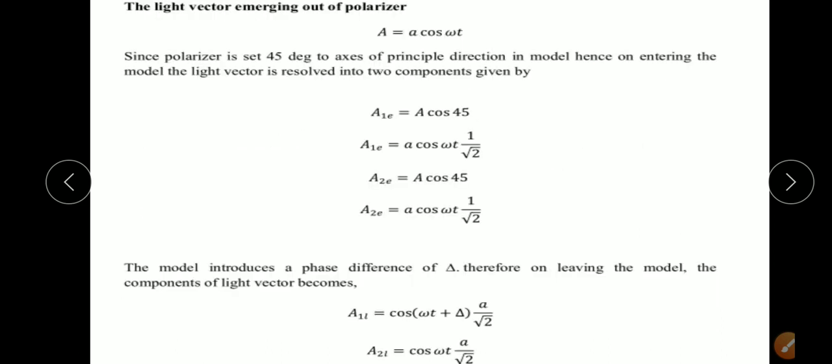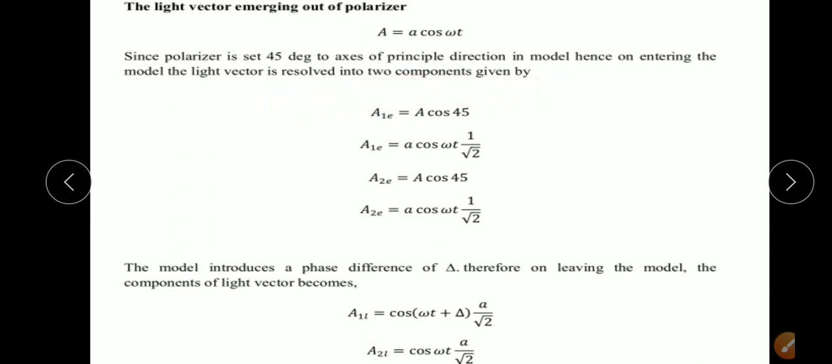These are some of the equations you have to consider here. The light vector emerging out of the polarizer is a cos ωt. Since the polarizer is set at 45 degrees to the principal directions in the model, on entering the model the light vector is resolved into two components.